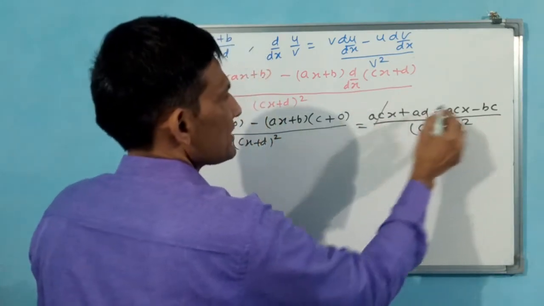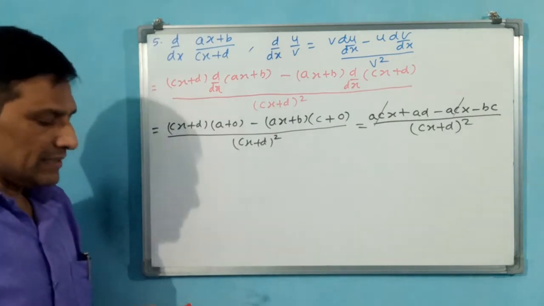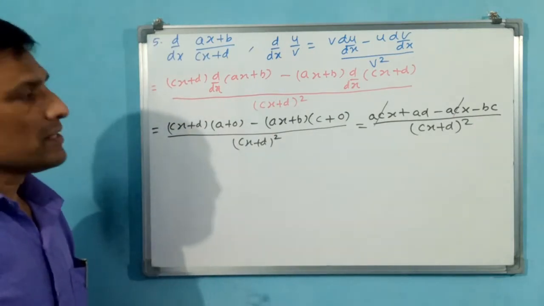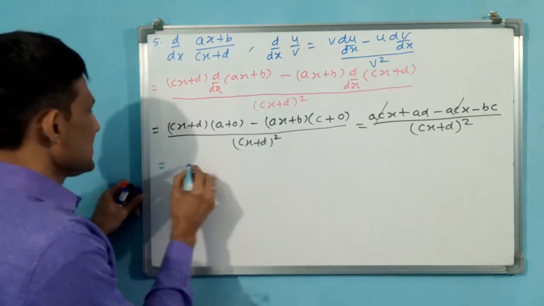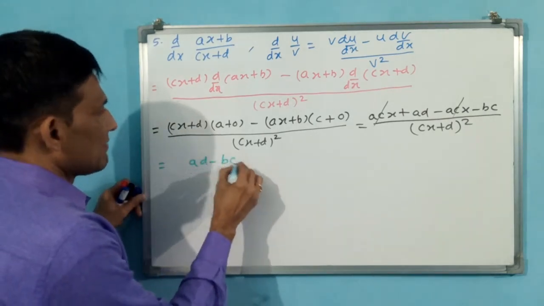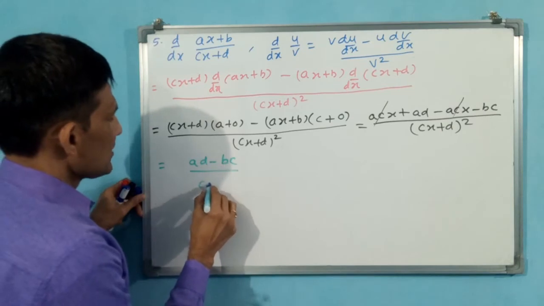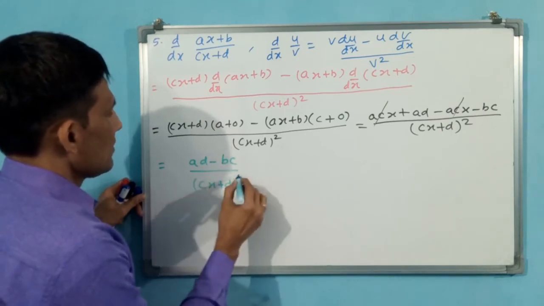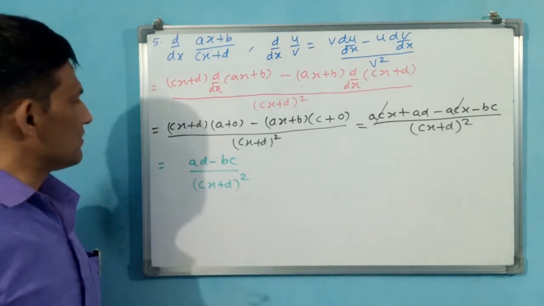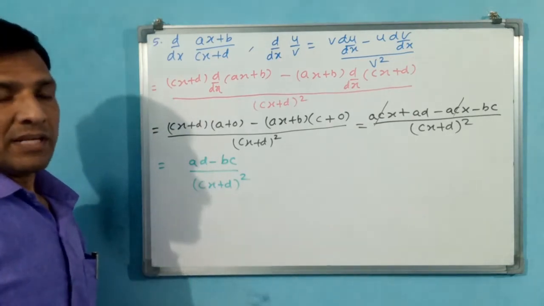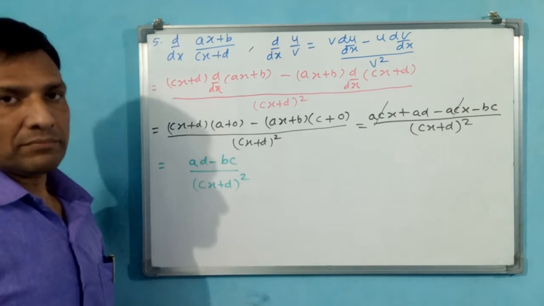You see now plus acx minus acx are going to get cancelled. Is it okay? Definitely okay. That means what is going to happen? ad minus bc by (cx plus d) whole square. Okay? ad minus bc by (cx plus d) whole square. Okay. This is the answer for your 5th question.